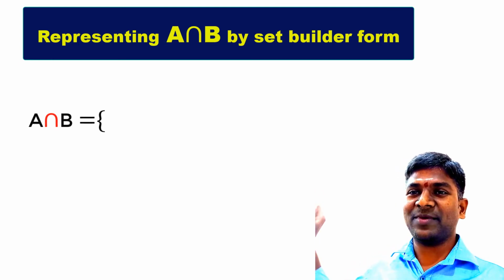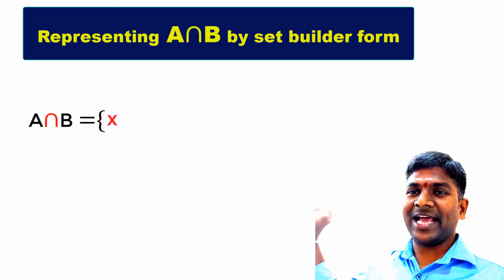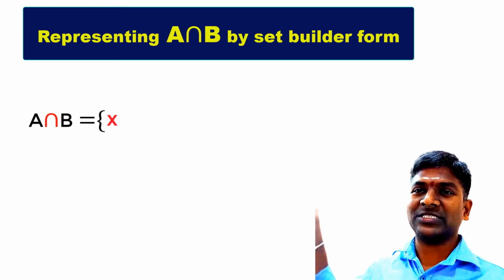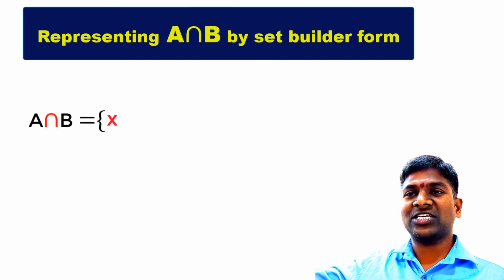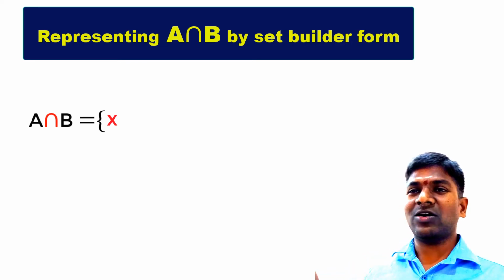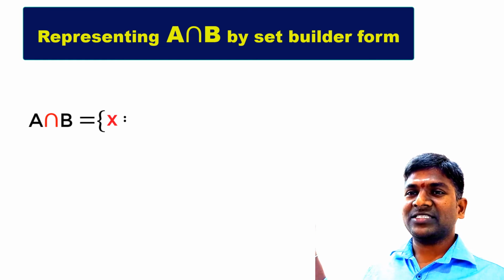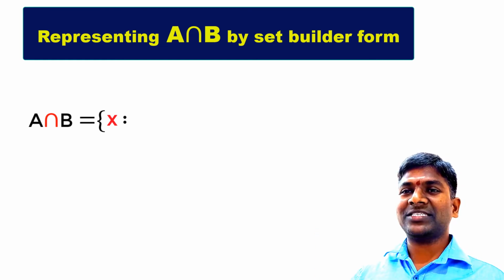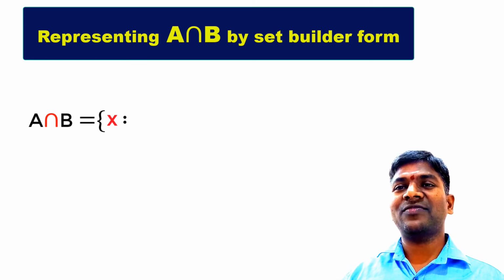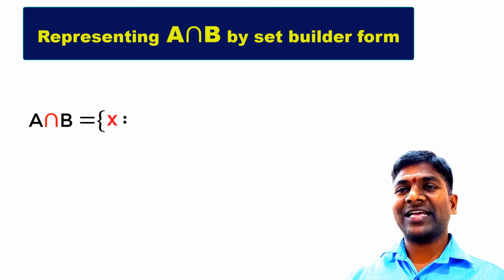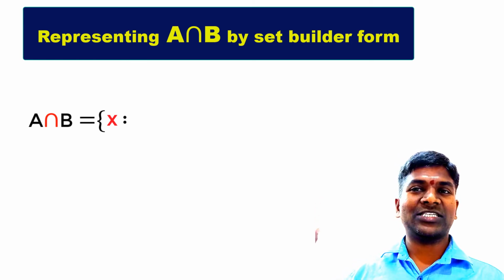Children, A intersection B is equal to curly bracket X. This X represents all the elements of A intersection B. X means all the elements of A intersection B, such that means how X is and what X is. What X is, children? X is the element of A intersection B.